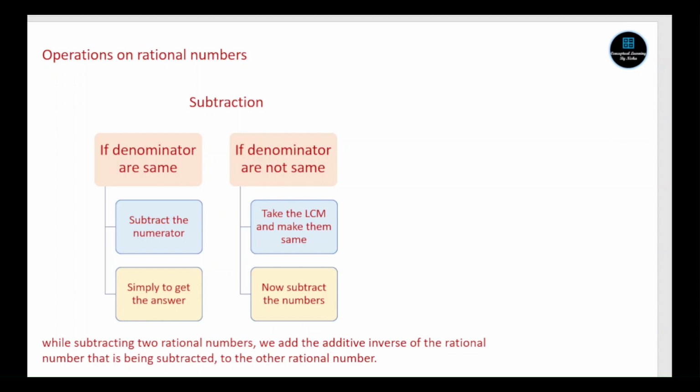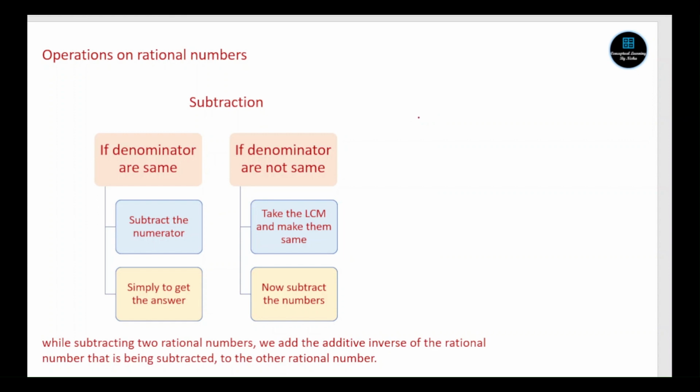If the denominators are the same, then subtract the numerators and simplify to get the final answer, okay? If the denominators are not the same, then take their LCM, make them the same, and then subtract the numbers as usual. See, subtraction is the process of adding the additive inverse of a number.